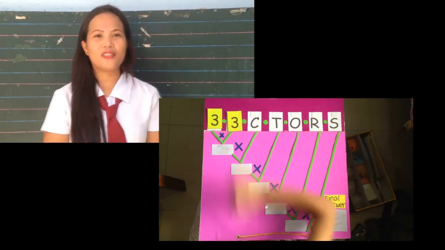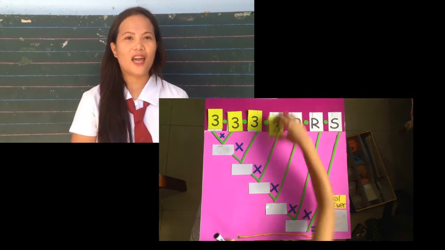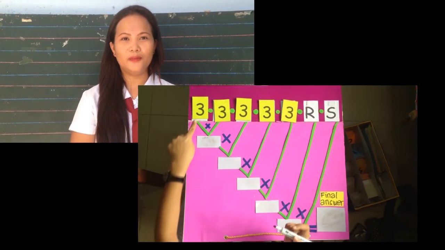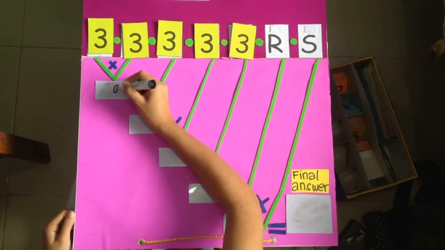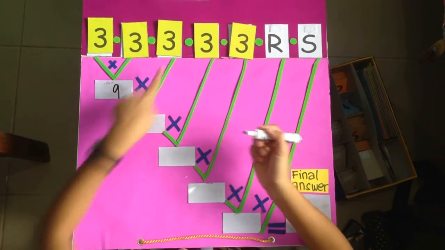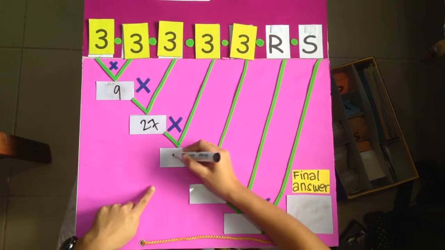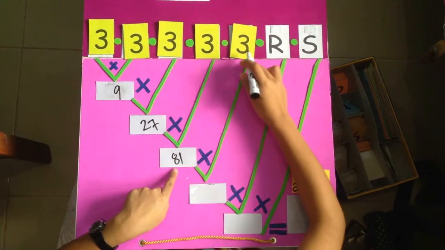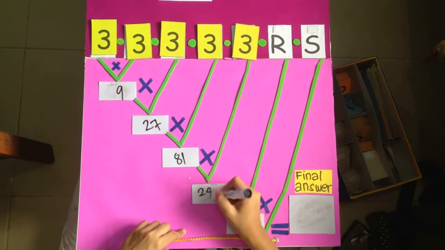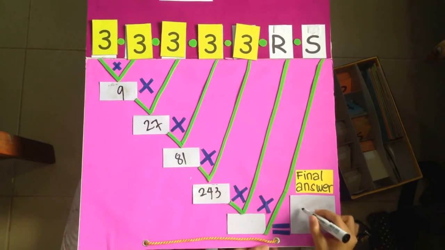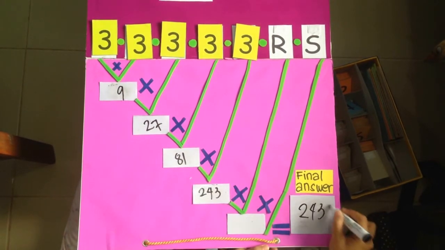Number 1. 3 times 3 times 3 times 3 times 3. 3 times 3 is equal to 9. 9 times 3 is equal to 27. 27 times 3 is equal to 81. 81 times 3 is equal to 243. Therefore, the final answer is 243.